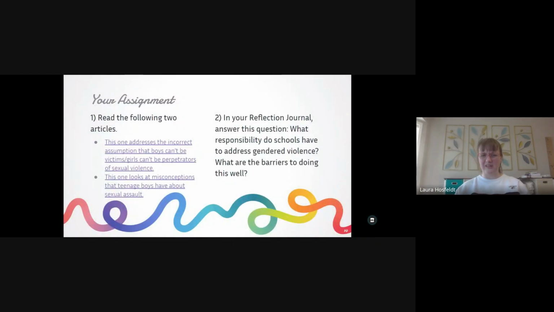So what you're going to do is I need you to look at these two articles, okay? One addresses the incorrect assumption that boys can't be victims and girls can't be perpetrators of sexual violence, because that's another issue that often happens as well, right? We assume that people are less likely to take male victims of rape seriously because, oh, didn't he want it? No, and that's really a problem, right? So that's what the first article looks at.